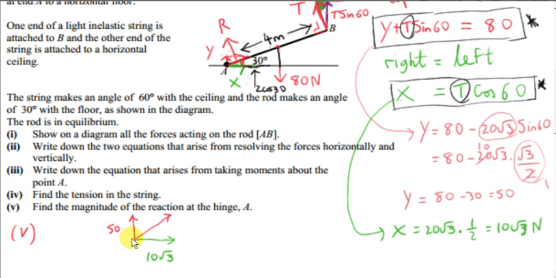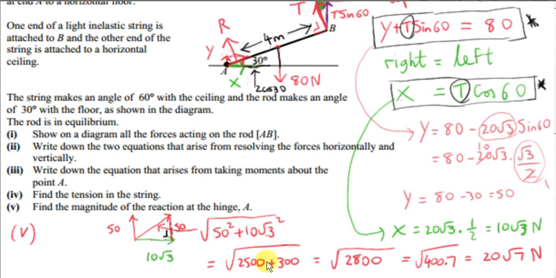Right, so here's the picture. So this is 50 newtons, that's Y, and X is 10 root 3 newtons. So what's the magnitude of this vector? Well, simple application of Pythagoras' theorem. Because these two forces are at right angles to each other, this side here is also 50. So the two short sides are 10 root 3 and 50. So we get the square root of the sum of the squares of the two short sides. Okay, so in surd form, the answer is 20 root 7 newtons. So that's the magnitude of R.